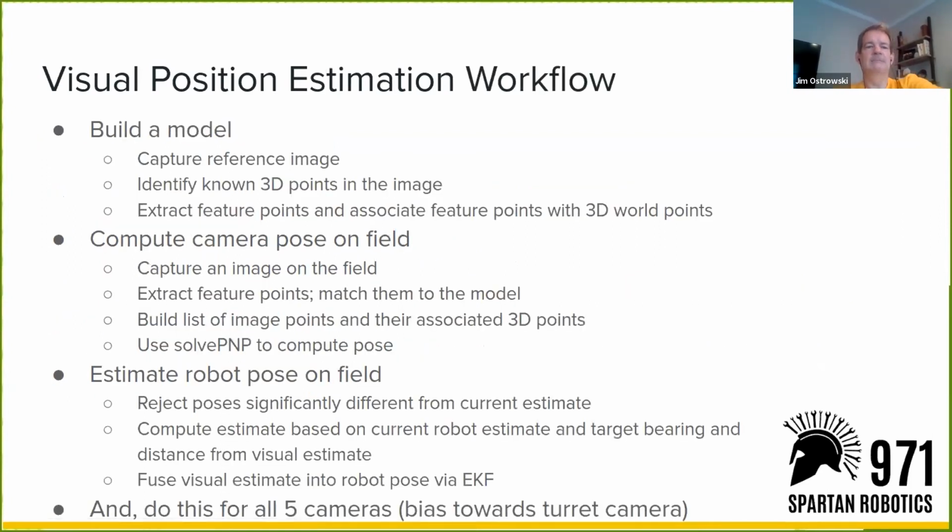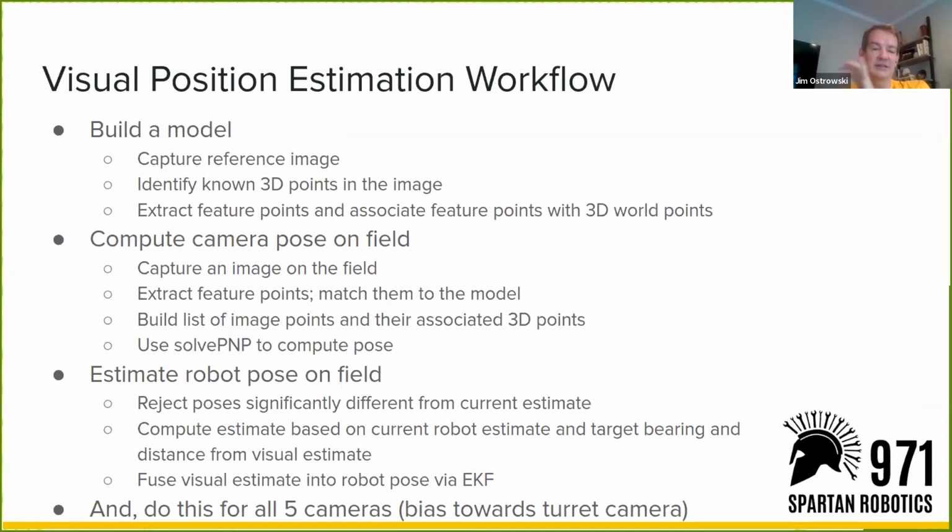Okay. So this is kind of an outline of what I'm going to talk about, and I'll go into the detail on each one of these. But here's kind of the workflow of building this up. So the first thing is to build a model. And I'll talk about each of these points in detail. The second is then compute the camera pose on the field. So where is this camera with respect to the field? Then we need to fuse that into an estimate of the robot pose.